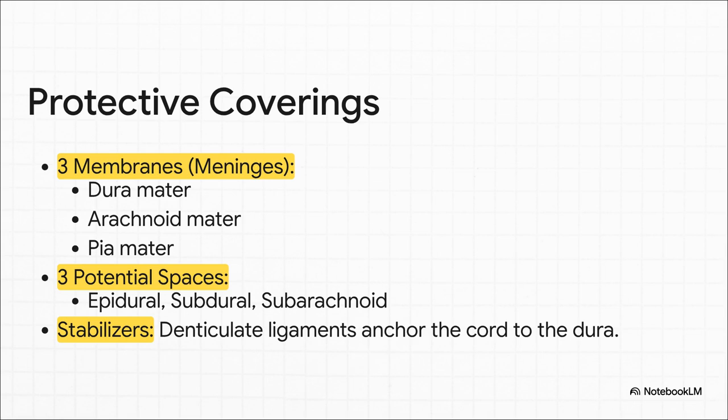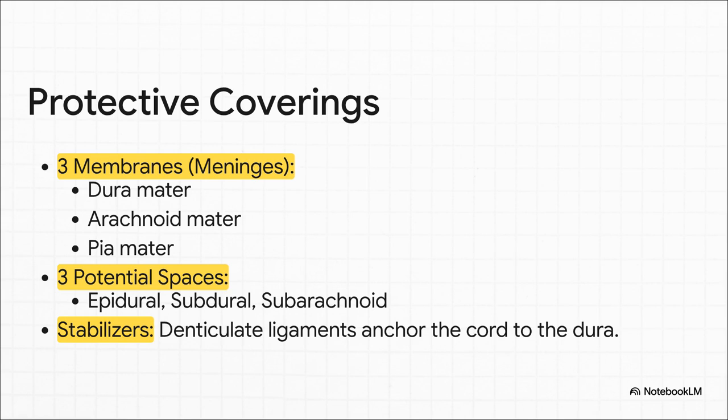Now, something this important has to be well protected, right? And it is. The spinal cord is wrapped in three membranes called the meninges. Let's start from the outside and work our way in. You've got the tough outer layer, the dura mater, then the web-like arachnoid mater, and finally, the delicate pia mater, which is right on the surface of the cord. These layers create three potential spaces: the epidural space outside the dura, the subdural space, and the subarachnoid space, which is filled with that all-important cerebrospinal fluid.